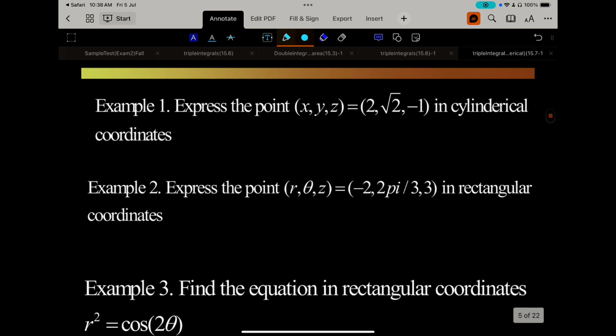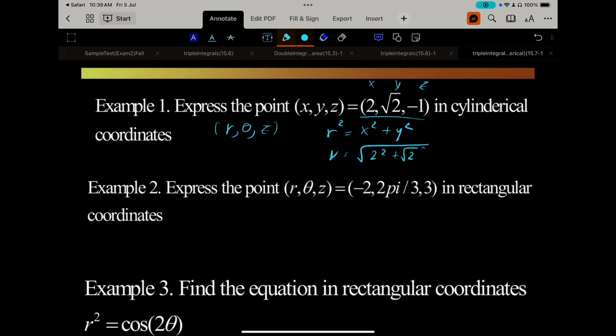And so let's have some examples. So he wants us to express the point (2, root 2, -1) in cylindrical coordinates. So here we have x, y, z. Now we want r, theta, and z. And so we're gonna convert the xy into r, and we're gonna convert it also to theta. So to get r, we're gonna just use the formula r squared equals x squared plus y squared. And so r equals the square root of 2 squared plus square root of 2 all squared. And that's basically going to give us square root of 4 plus 2, which is 6. So square root of 6.